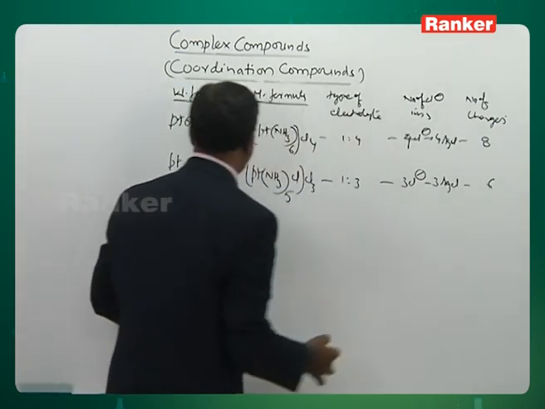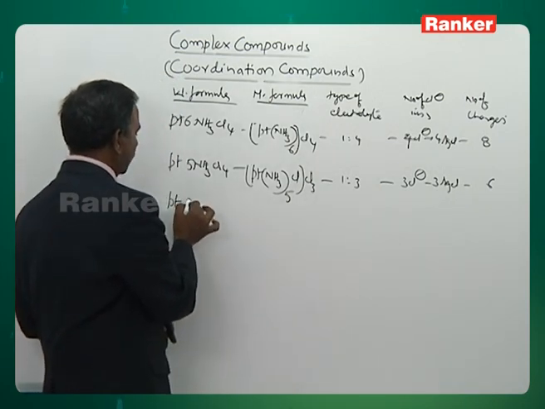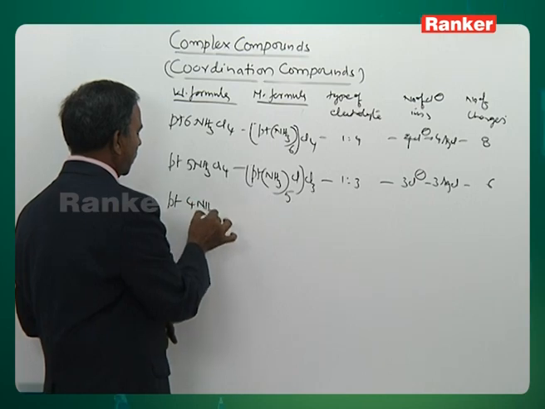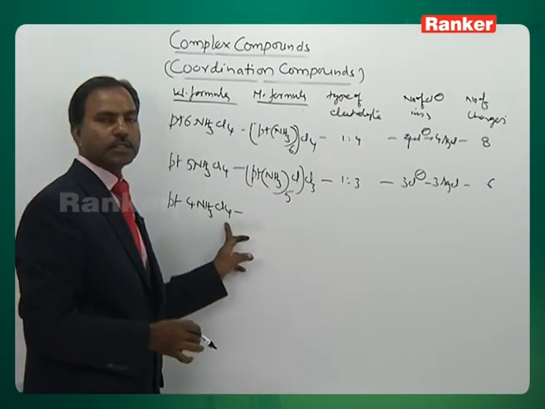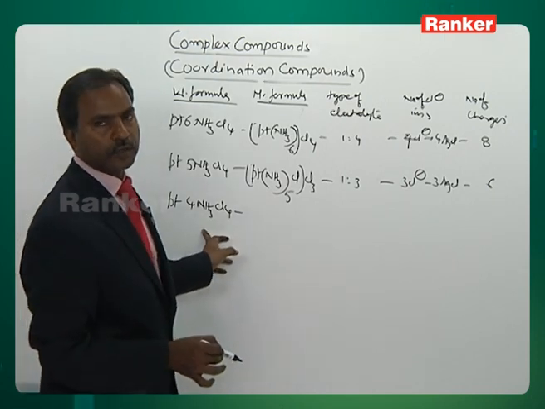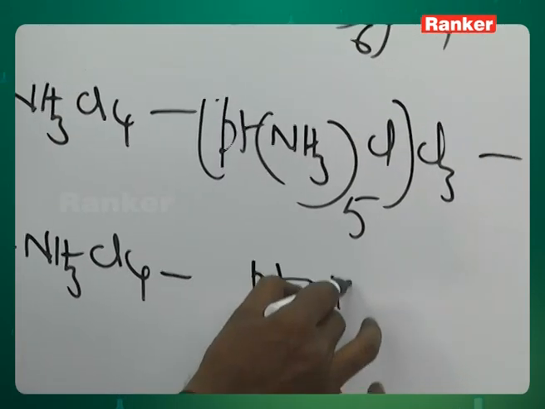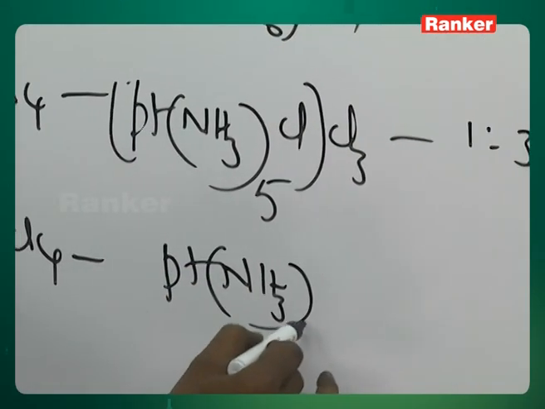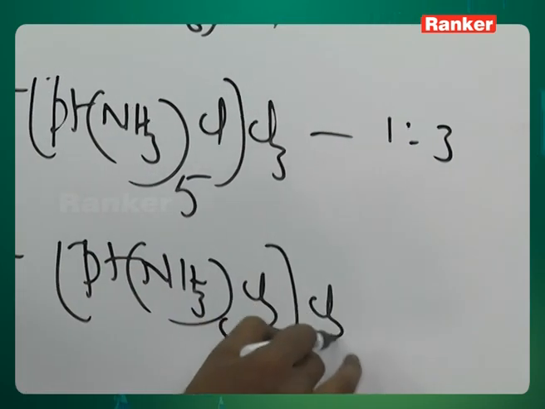6 charges. Next, platinum. Let me write Pt 4NH3 Cl4. Primary valency 4, secondary valency should be 6. 4 amines are there. The 4 amines and 2 chlorides you have to write inside to make it 6. So [Pt(NH3)4Cl2]Cl2.